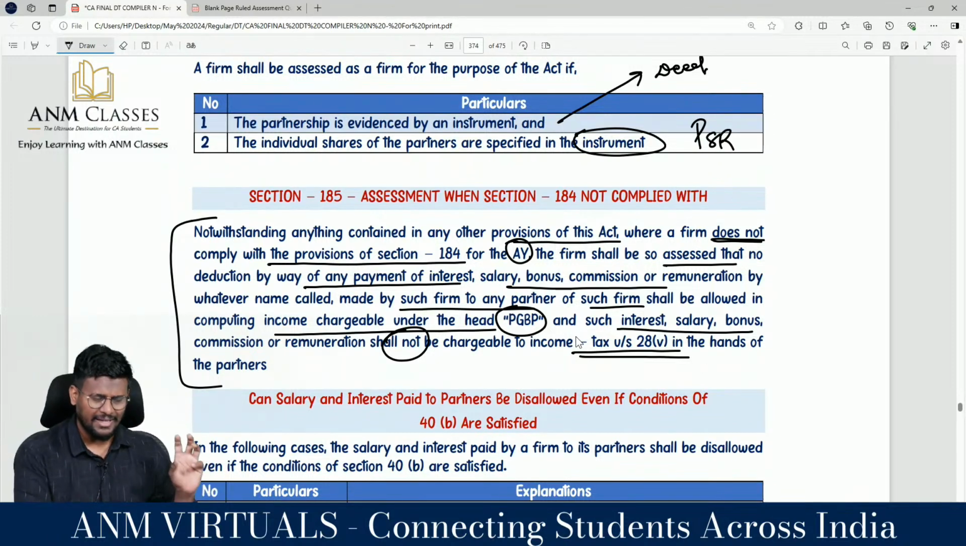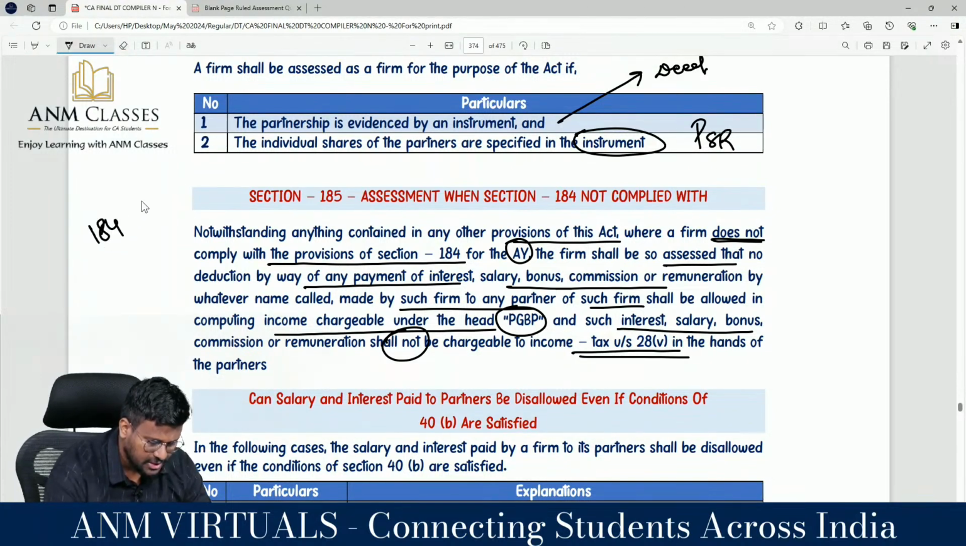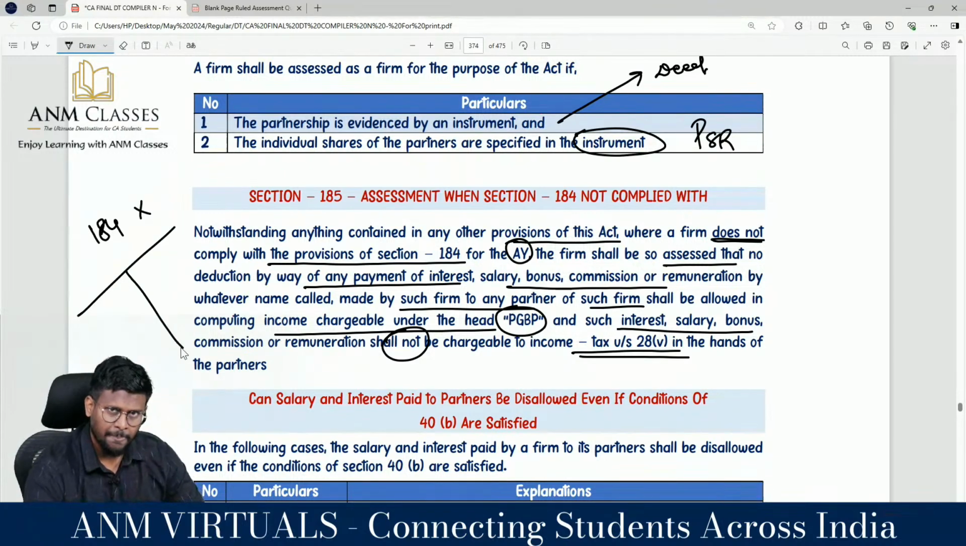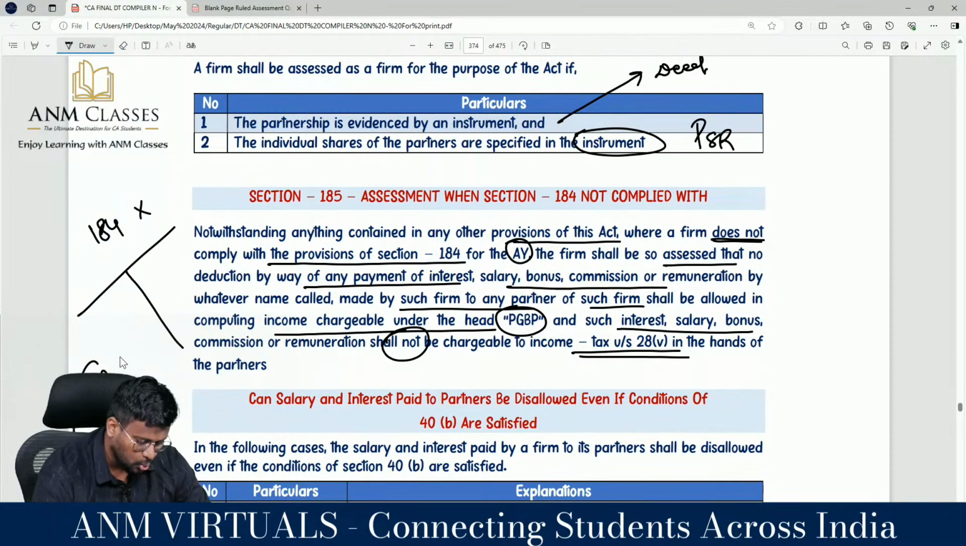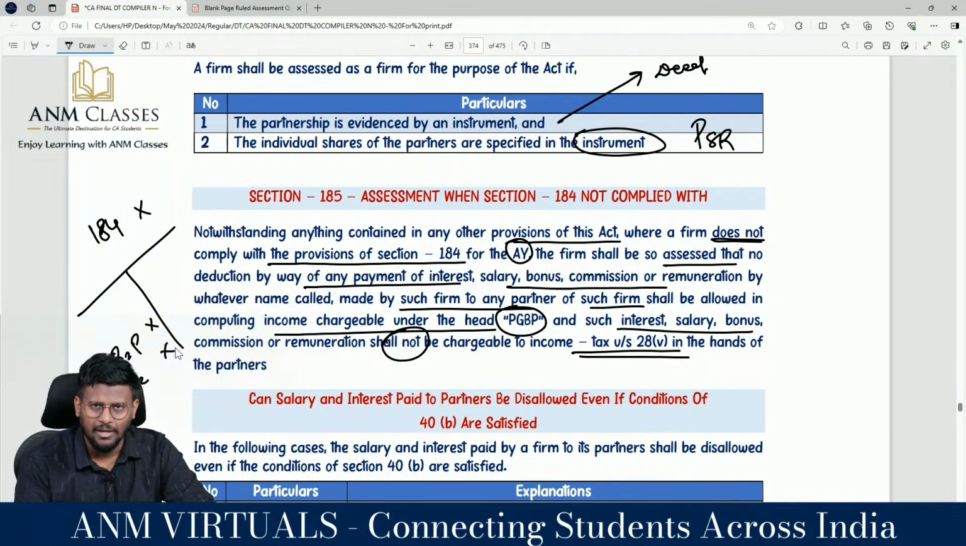So what section 185 is saying is that if you don't satisfy the condition prescribed under 184, then when you are assessing the firm, you cannot assess it as a firm. Hence, remuneration to partners should not be debited to the P&L account. Interest on capital should not be debited to the P&L account. Both will be added back. Since this is added back, that means it is not claimed as a deduction in the hands of the partnership firm.